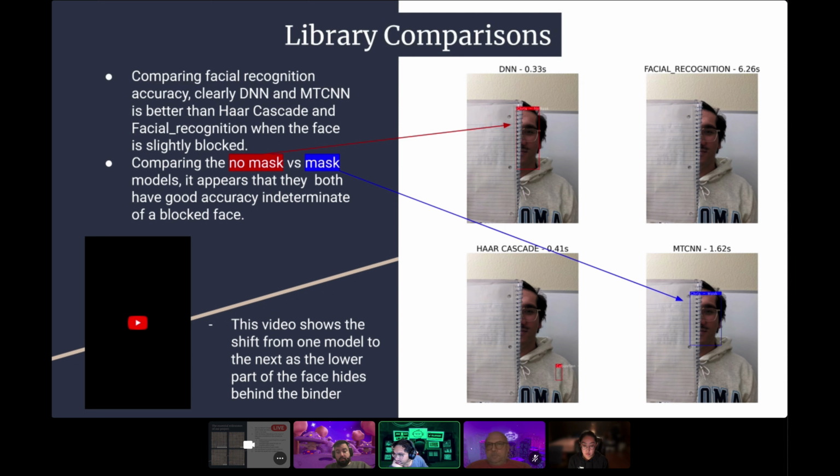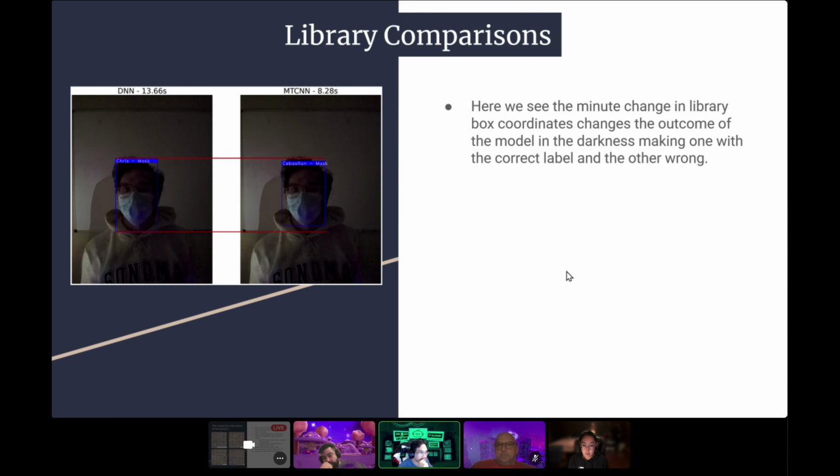But comparing those two, their face location changes very slightly, so the models sometimes can be inaccurate. Here we see the minute changes in the library causes a change in the labeling of the models. On the left side, DNN has correctly named me as Chris with a mask on, while MTCNN incorrectly names me as Sebastien, but with correct mask label.